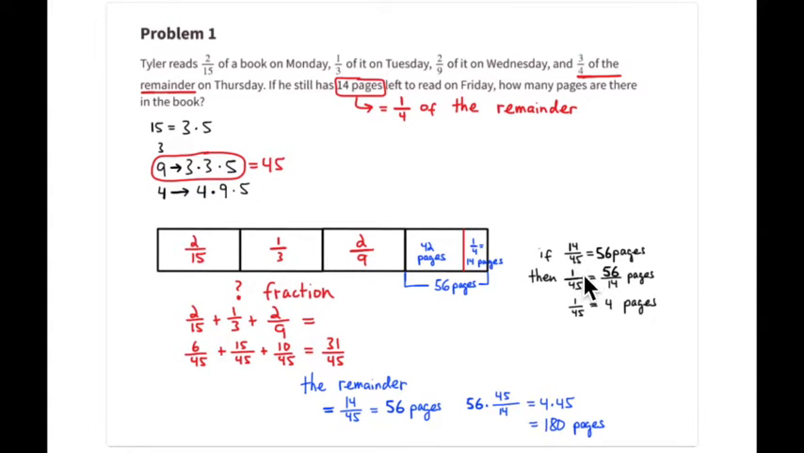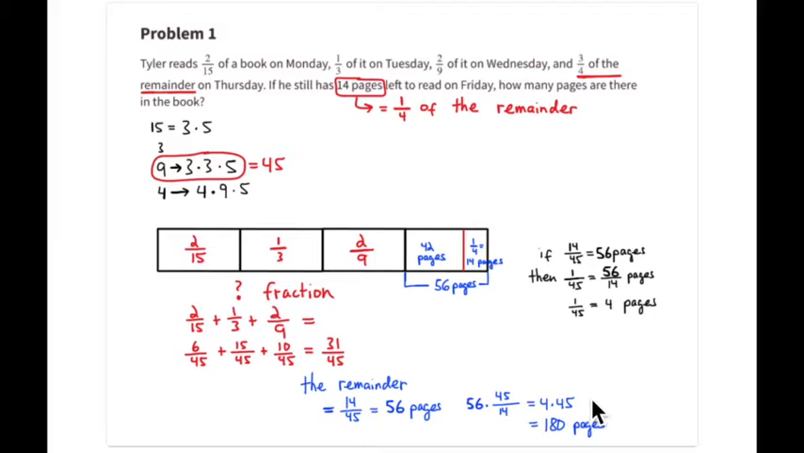So 14/45 of the book is equal to 56 pages. So this section right here is 14/45 of the book. That is equal to 56 pages. Then 1/45, one of these pieces, is equal to 56 divided by that 14. That's going to give you what one of those parts is. So we have 14 parts right here, equal 56 pages. What does one part equal? Well, one part equals 56 divided by 14, which equals 4 pages. So 1/45 of the book is equal to 4 pages in length.